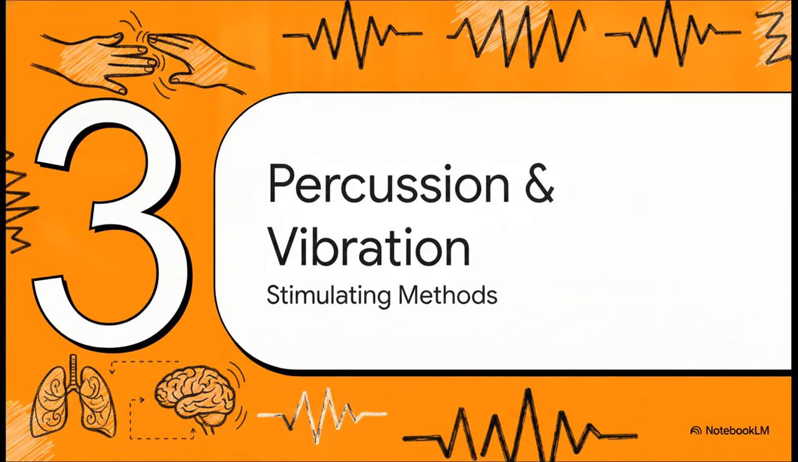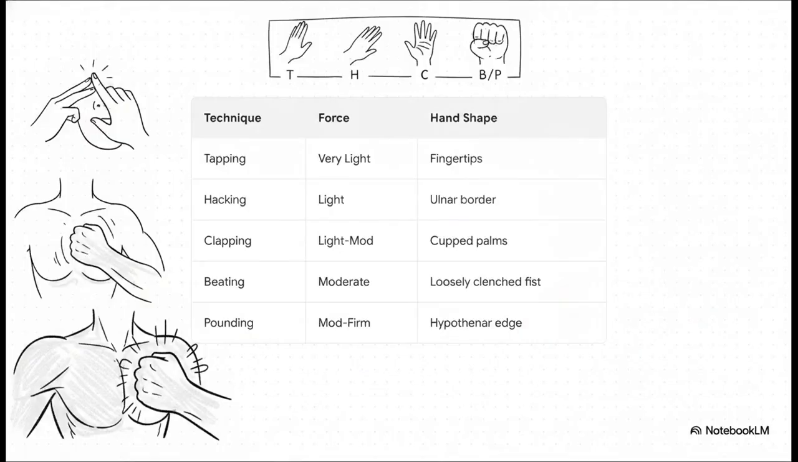Okay, shifting gears now to Section 3, percussion and vibratory methods. Let's look at tapotement, or percussion. To guarantee you remember the correct order of force for your exams, just use this mnemonic: tiny hands clap big pounds. Let's break it down.